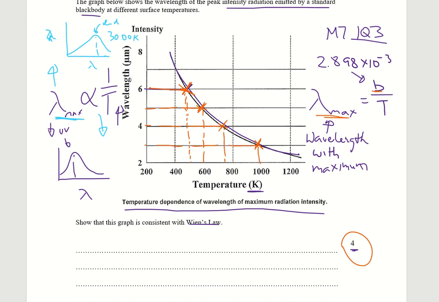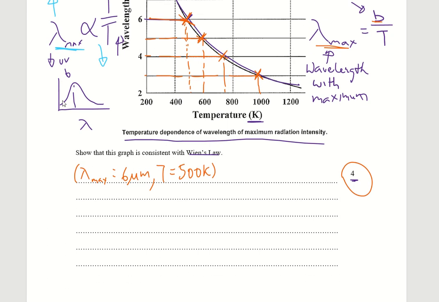Okay, so from what I have here, where we have the coordinates of lambda max is equal to 6 micrometers, and then temperature is about 500 Kelvin. Let's do the calculations for that. Well, actually, I'll make my layout for all of them first. So we have that. We have lambda max at 5 micrometers to about 600 Kelvin.